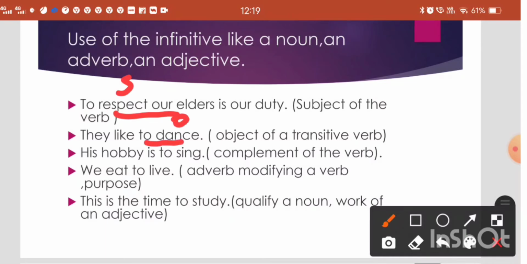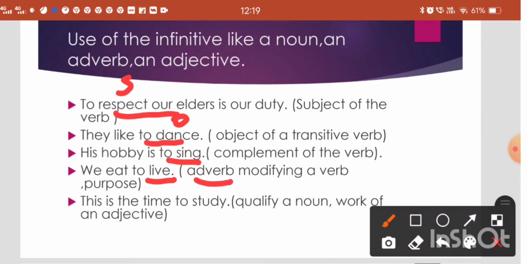So, this is object. His hobby is to sing. Again, to sing is completing the meaning of the sentence, so it is a complement here. It may be a noun. We eat to live. What is the purpose of eating? To live. So, to live is modifying the verb eat. So the function is adverb. It is functioning here as an adverb because it is modifying the verb.